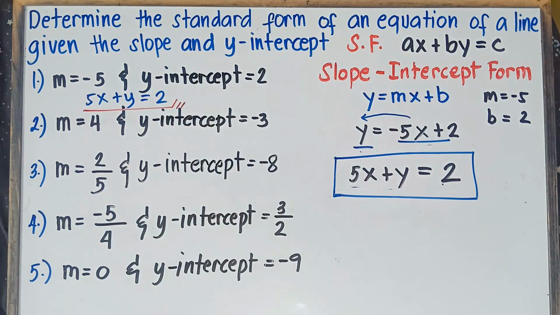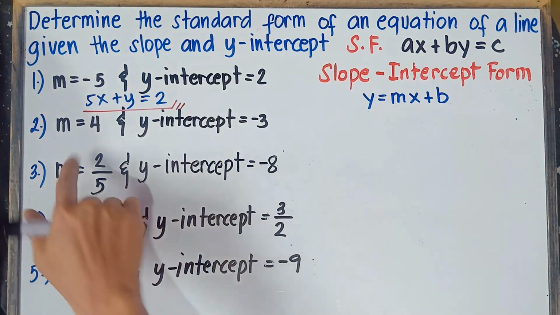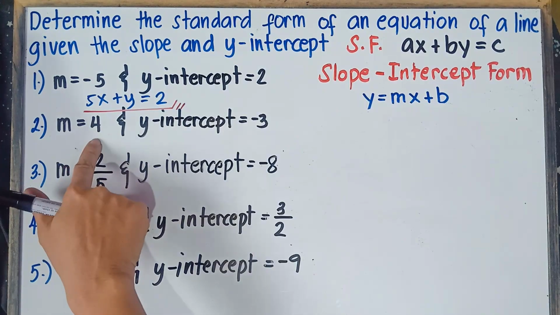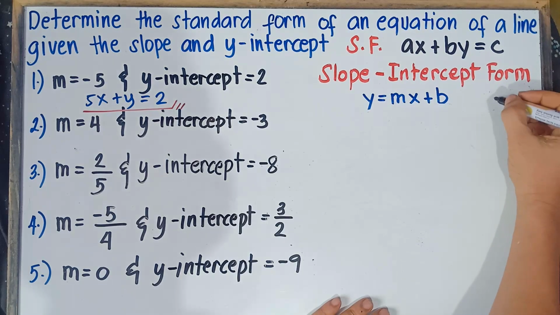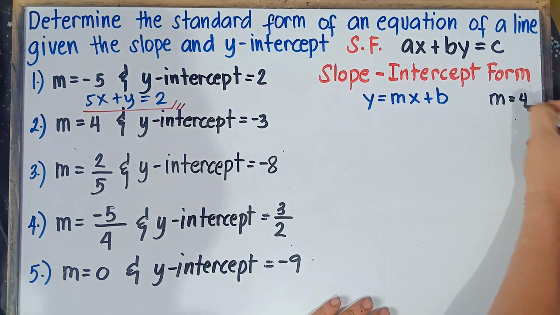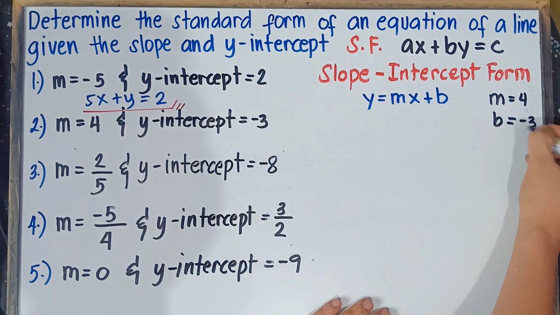Alright, so let's proceed now to example number 2. Our given slope, the value of m, is 4, and the value of the y-intercept is negative 3. So the slope is 4, and the value of b, or the y-intercept, is negative 3.